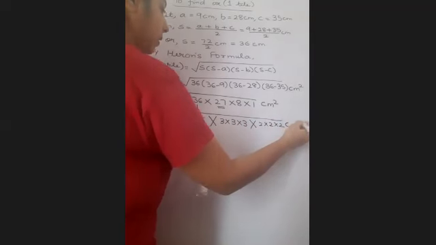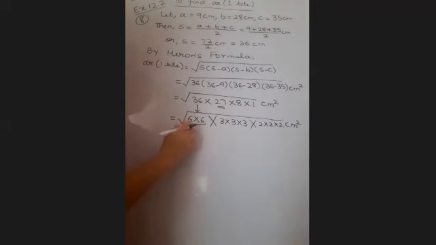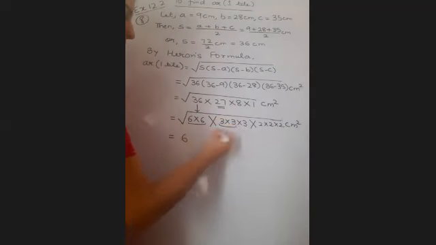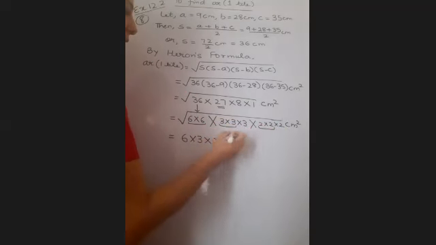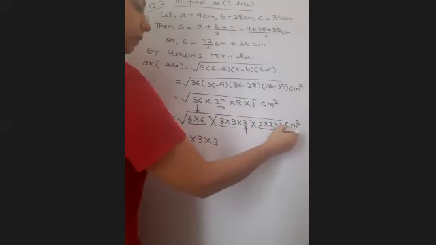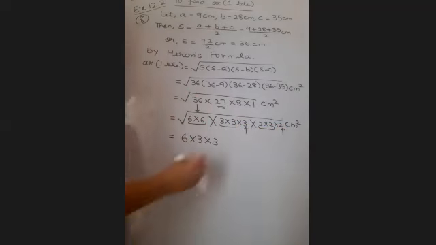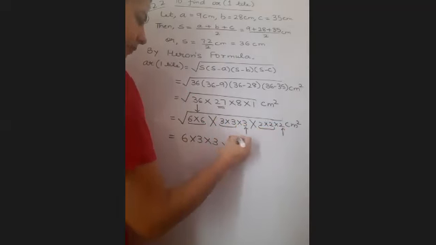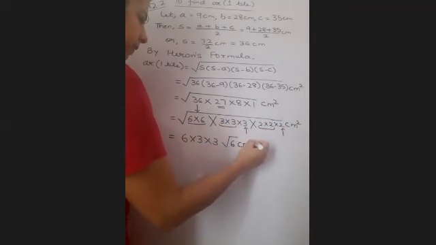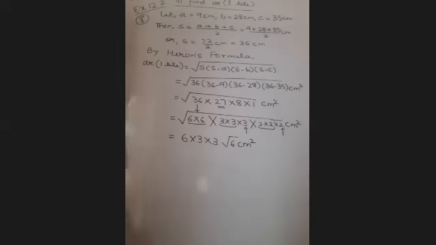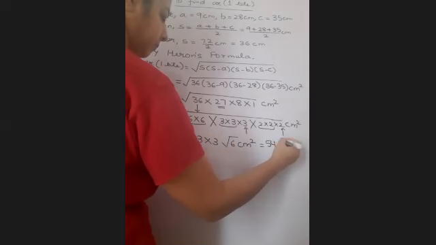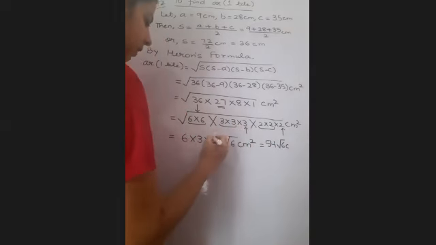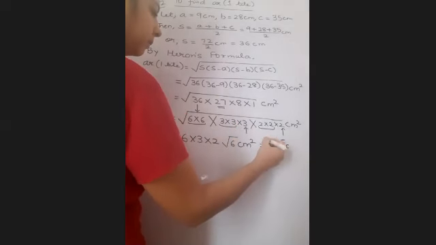Now you want one from each pair. So 6 will be taken out, 3 from the pair, 2 from the pair. What are you left with? 3 and 2. What is 3 into 2? 6. Now 6 into 6 is 36. So the area is 36 root 6 centimeter square.